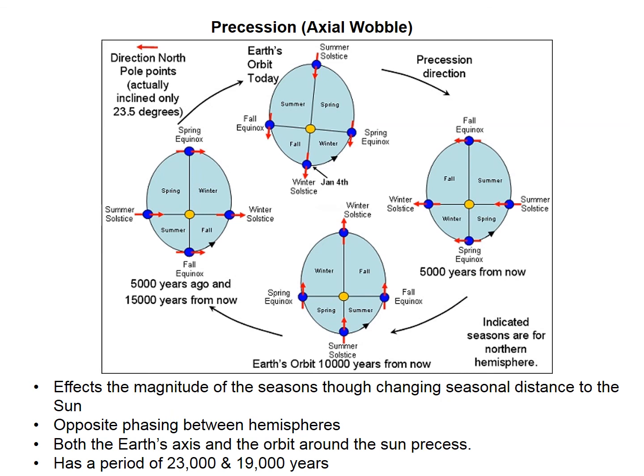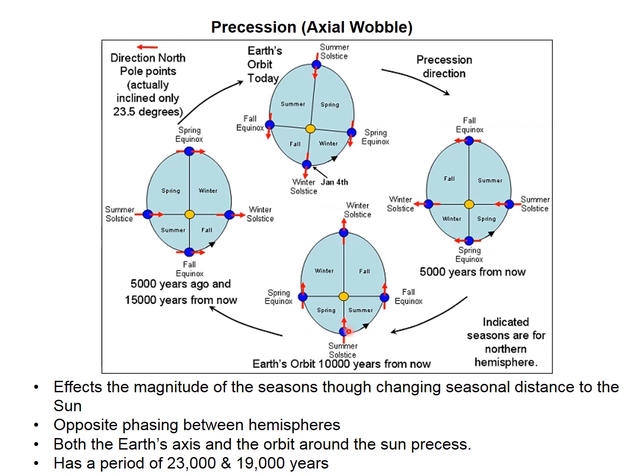Okay, so precession. Precession is more challenging to get your head around. So remember that the Earth's orbit is not circular. If we look now at this diagram at the bottom here, the Earth goes around the Sun, and sometimes the Earth is close to the Sun, and sometimes it is far away. Now these arrows here are representing that tilt of the Earth's rotation.